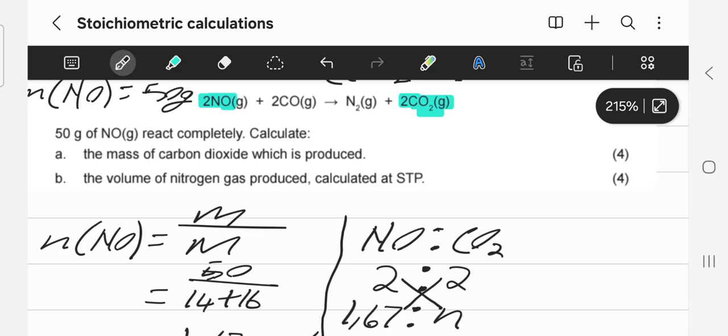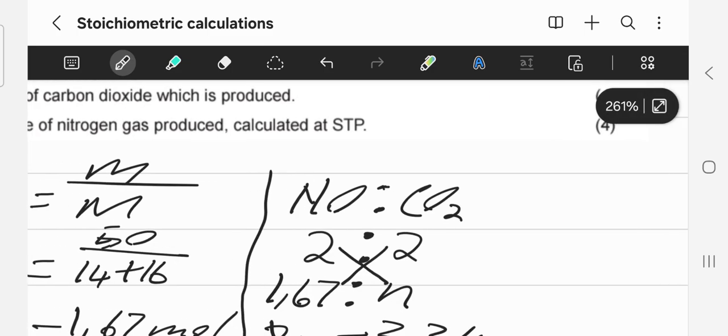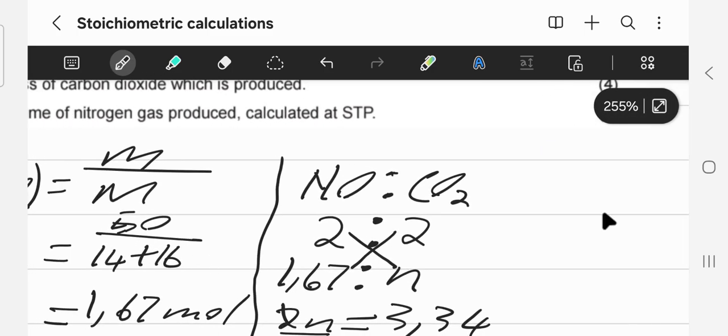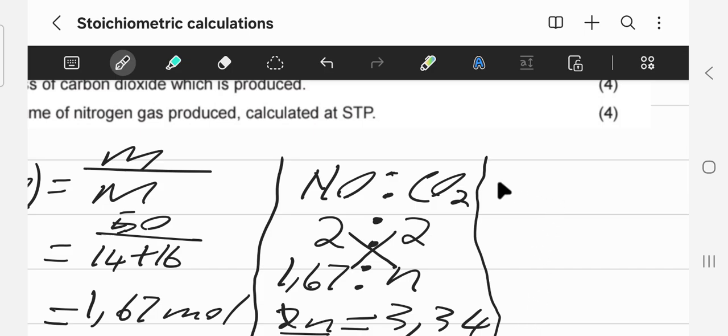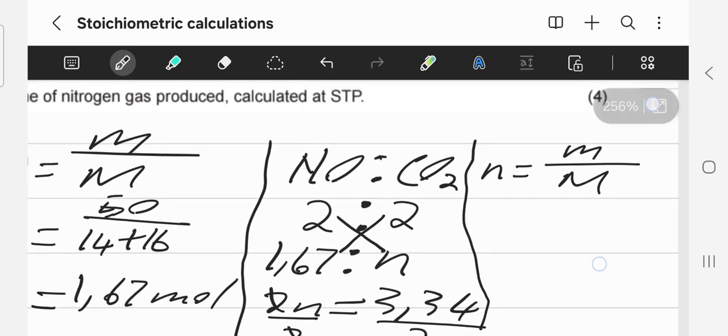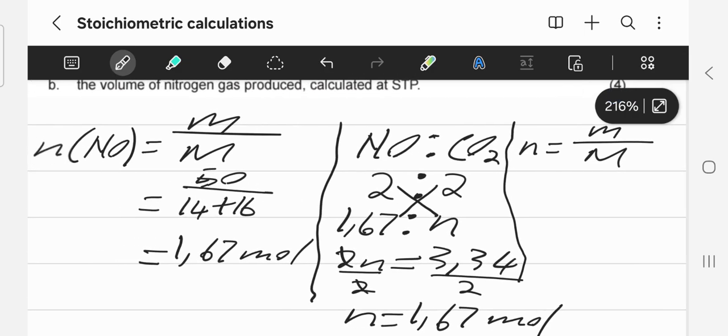But again, guys, we have to remember that the reason why we need the number of moles of carbon dioxide is because we need its mass, right? So we are not done. We need to continue with our calculation, because there's a formula that says n is equal to small m over big M. This is where we are going to get our mass.